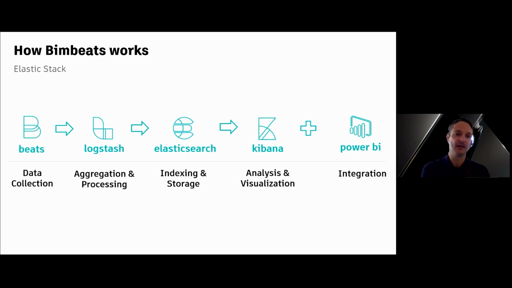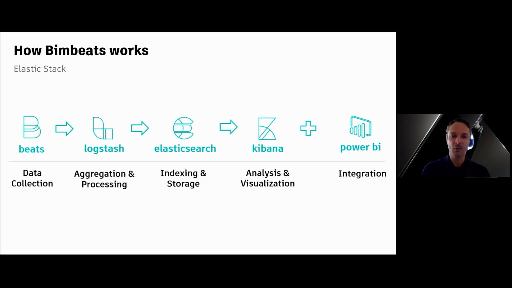So that data is then either fed directly into Elasticsearch, or it goes to Logstash. The Revit journal file, as an example, goes to Logstash. It's then aggregated and processed in Logstash, and then it's taken into Elasticsearch, which is the database, and then it is fed into Kibana, or Kibana reads that database from a visualization, business intelligence perspective.